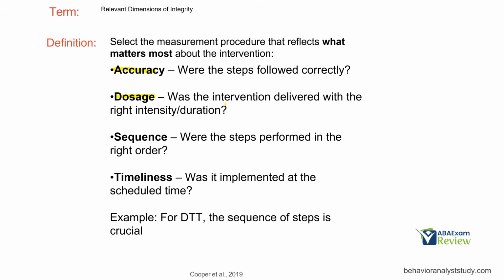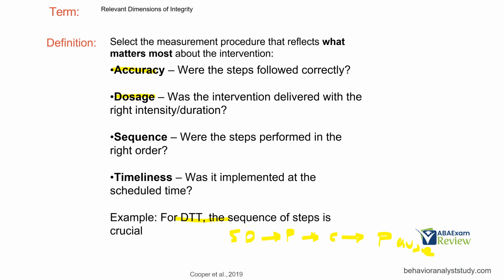Are we following the steps? Dosage. How's the intensity? How's the duration? How's the magnitude? What about sequence? Are we performing steps in the right order? If you think about discrete trial training, it's very important that we go in the proper order, right? It's very important that we keep on doing this over and over again and shuffling back and forth because that's how DTT is supposed to go.